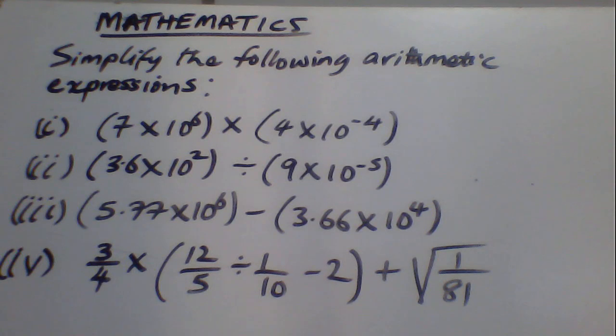The third one is 5.77 times 10 raised to power minus 6, minus, this is product, minus 3.66 times 10 raised to power 4. And the fourth one is you are asked to simplify 3 over 4 times, in bracket, 12 over 5 divided by 1 over 10 minus 2, close bracket, plus the square root of 1 over 81. So we are to do this one at a time. Let's start from the first one.